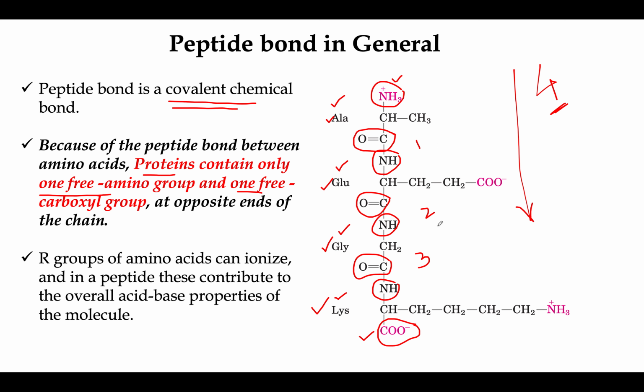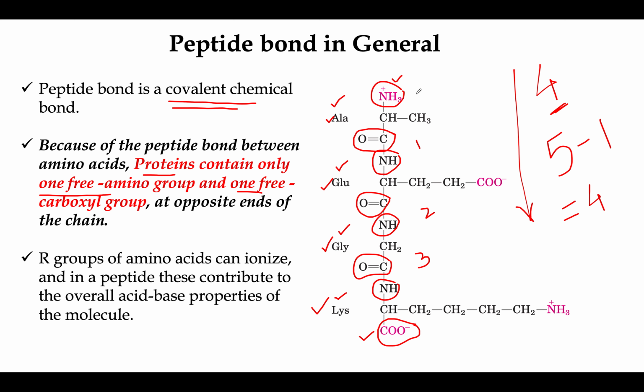There are 3 peptide bonds. This is the first one, this is the second, and this is the third. So if I have a peptide with 5 amino acids, that is a pentapeptide, I will have 5 minus 1 is equal to 4 peptide bonds. So the number of peptide bonds in a protein or a peptide will be equal to the total number of amino acids minus 1. So if somebody asks you how many peptide bonds are present in a peptide containing 10 amino acids, the answer is 10 minus 1 is equal to 9.